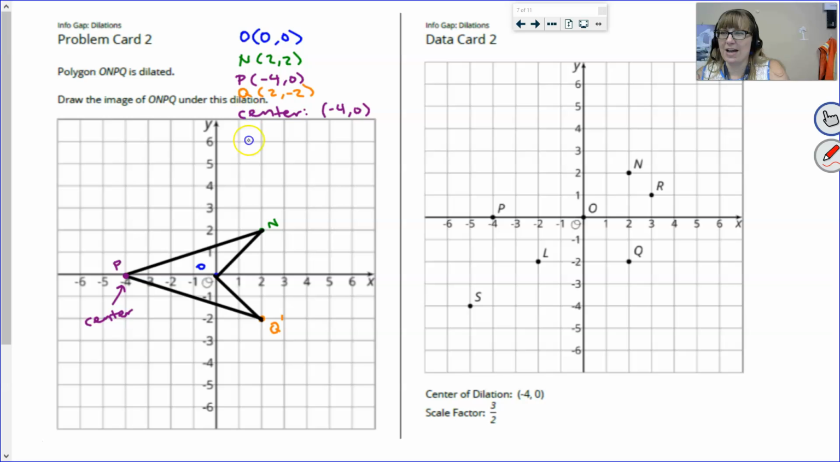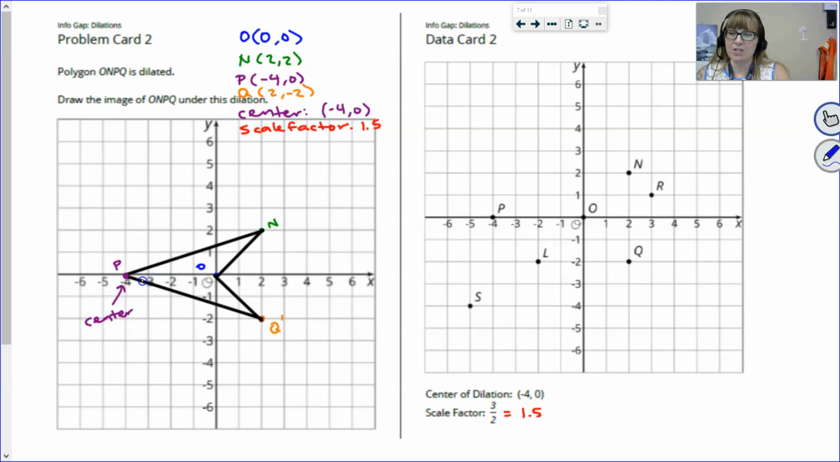And then we also should have asked, what's the scale factor? And we go over to the data card and we see that the scale factor is 3/2. Also known as, and I'm going to just write it, 1.5 to make those calculations easier. 3/2 is equal to 1.5. And now we have all the information that we need. Now it's time to actually do that dilation.